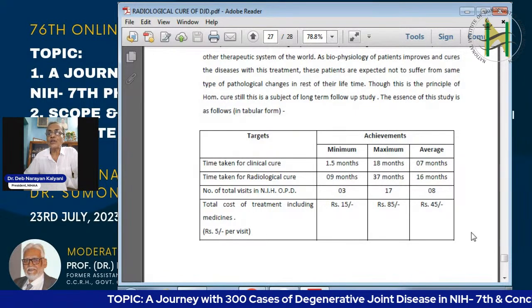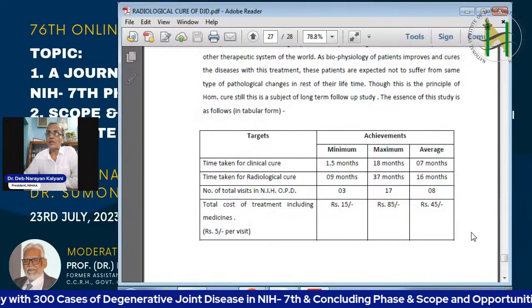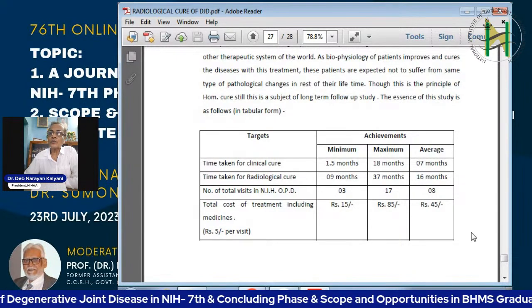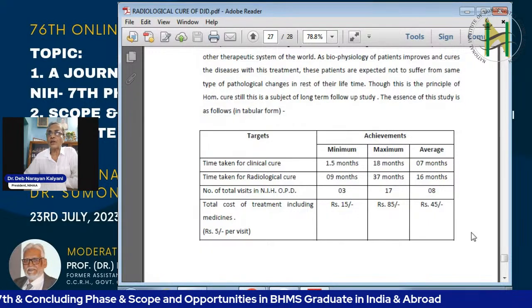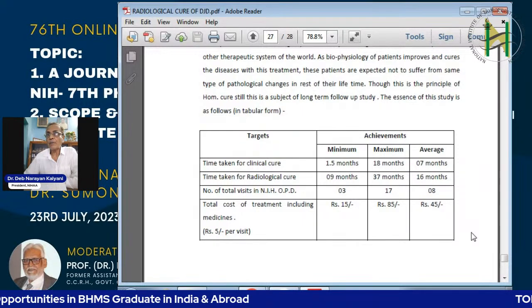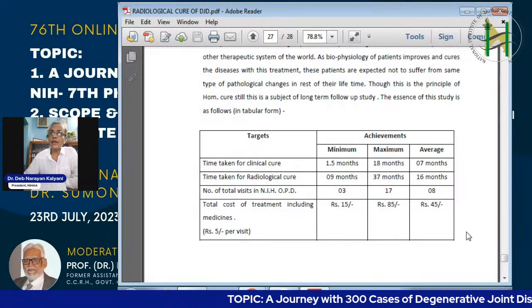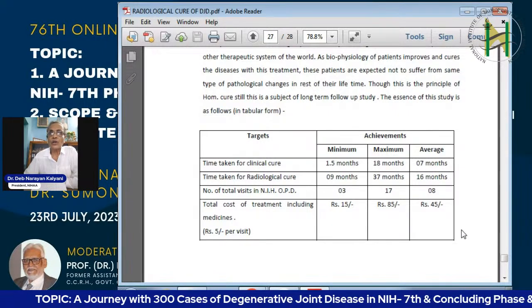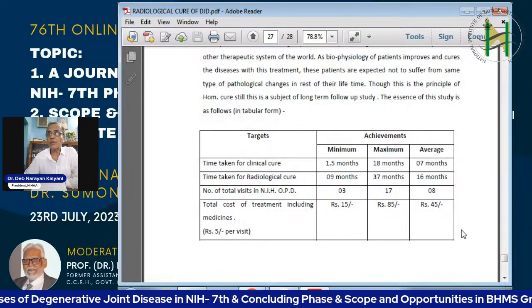And that also without any relapse for a few more years. Till 1916, meaning till my retirement, I have never observed or recorded a single case that returned with a similar type of complaints with some bony changes, radiological changes. That is our claim, by our literature, by our masters, that cure in the true sense can be established by an individualistic constitutional single drug. Regarding the total cost of the treatment, the number of total visits in NIH was a minimum of 3.